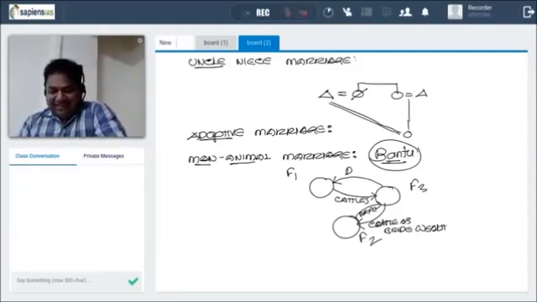So these are the different forms of marriage.